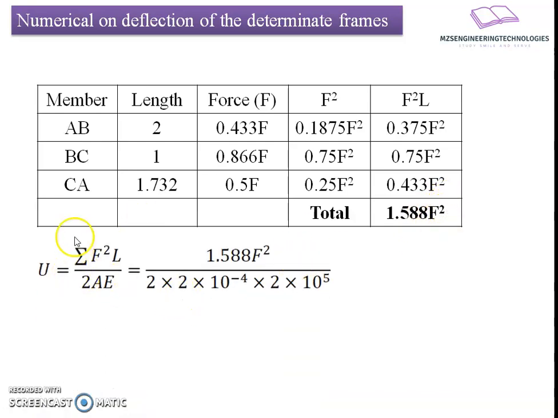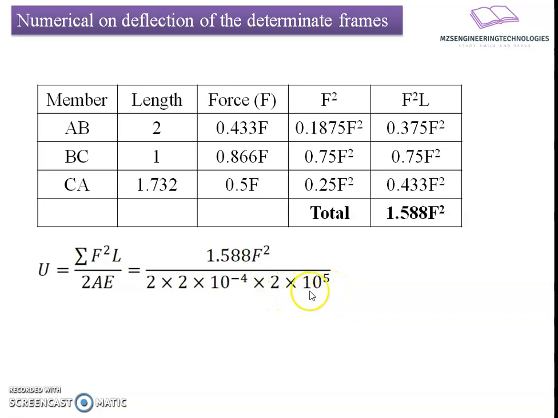So we know from the strain energy concept that for members subjected to gradual loading, and that too in axial tension or compression, the total strain energy is the summation of F square L divided by 2AE. So I will substitute the summation of F square L for the entire system, which is 1.588 F square, over 2 into 10 raised to minus 4. This area was given in meter square, and I have substituted the cross section area of the member. The E value was 200 GPa, so I have converted that into 2 into 10 raised to 5.